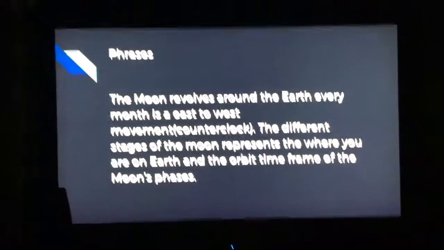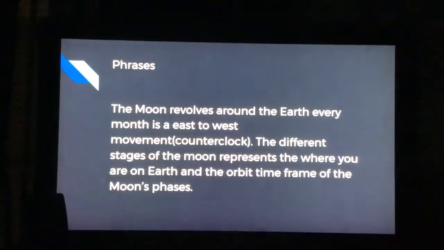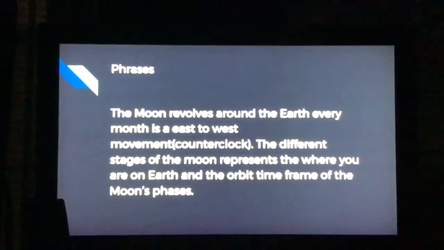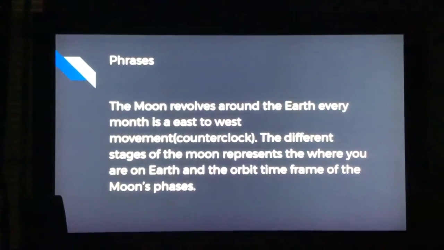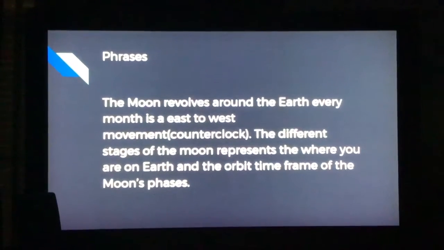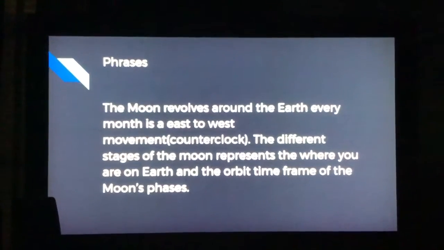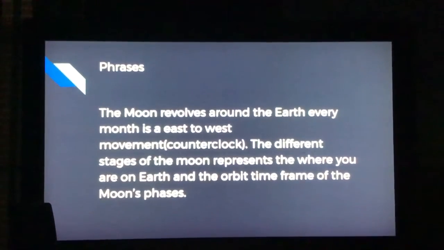So, phases. What is a phase, right? What are the phases, actually? The moon revolves around the Earth every month from west to east. So that's counterclockwise, remember? The different stages of the moon represent where it is in the orbit, the time frame of the moon's phases. So as I said before, it's a monthly thing.